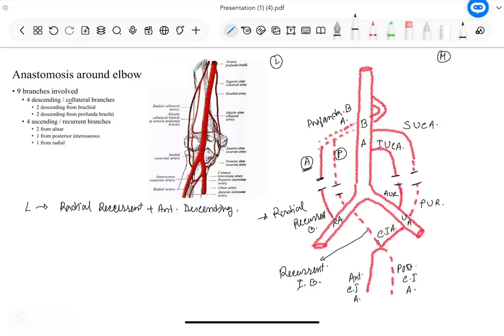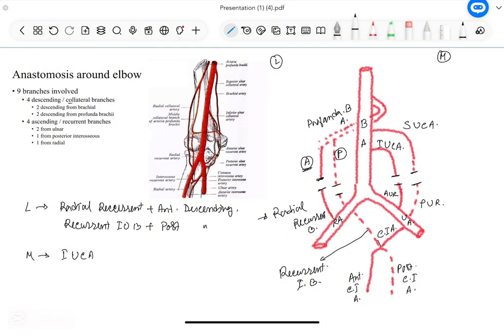This is in front of the lateral epicondyle. Now behind the lateral epicondyle there will be the recurrent interosseous branch, which is making anastomosis with the posterior descending artery. That is also a branch of the profunda brachii artery. On the medial side, there is the superior ulnar collateral and the inferior ulnar collateral, which is coming from above.